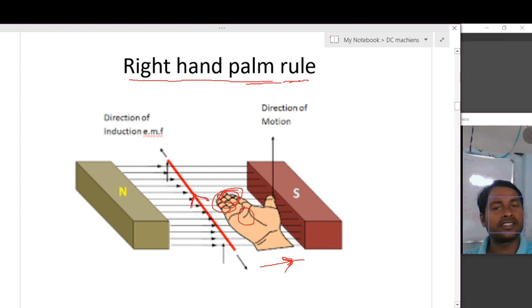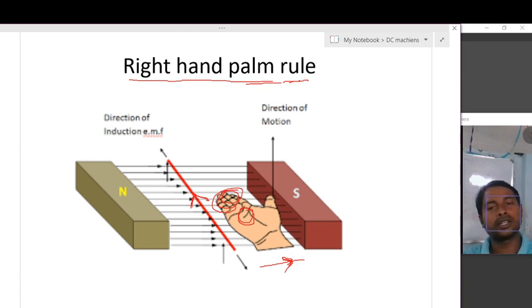Then the palm indicates the direction of motion. So we should keep this hand like this. This thumb indicates the direction of flux, and these remaining four fingers indicate the direction of current. Then the movement of the hand upwards indicates the direction of motion. So this is the right hand palm rule.